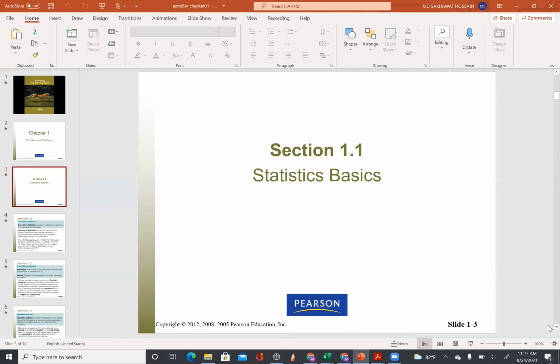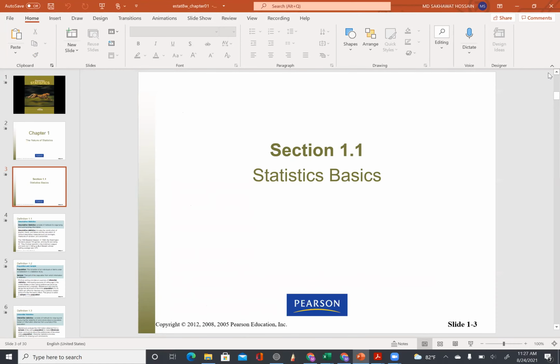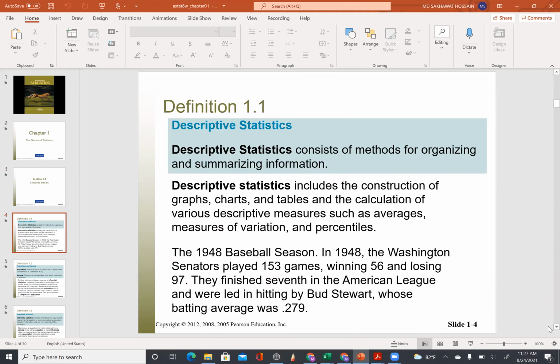Okay, so we'll go over the basic statistics. From the first chapter, we'll go over only section 1.1 and section 1.2. Section 1.1 is statistics basics, so we'll just go over some definitions and related examples. The first definition is descriptive statistics. So what is descriptive statistics? This consists of methods for organizing and summarizing information.